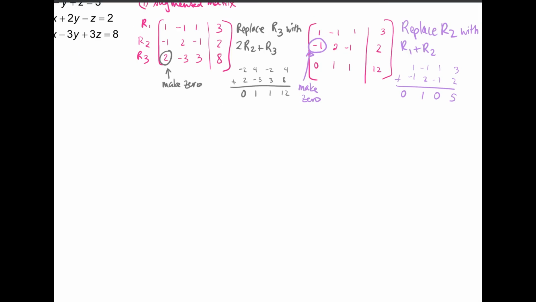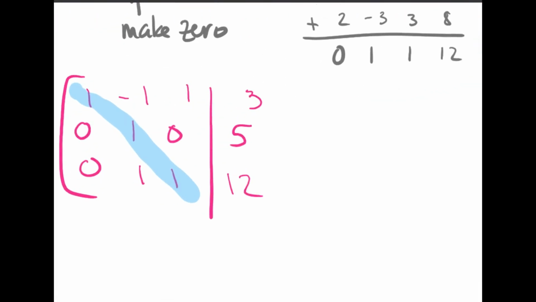Okay. So now I have 1, -1, 1, 3. Let's see. 0, 1, 0, 5. And then 0, 1, 1, 2, 12. In good news, we have 1s on our diagonal. Okay, so that's good. But what's the next step?